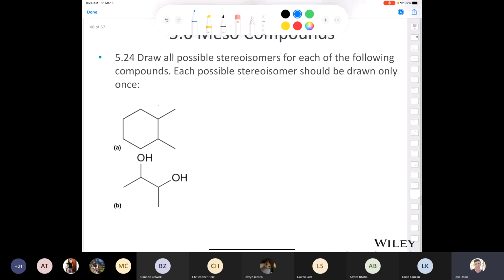So let's take a look at this question here. This is question 5.24. It says, draw all possible stereoisomers for each of the following compounds. Each possible stereoisomer should only be drawn once. So we have this 1,2-dimethyl cyclohexane derivative in A. How many chiral centers are there in this molecule? Could anybody tell me? Yeah, thanks, Kayla. There's 2. Absolutely. You're all 100% correct.